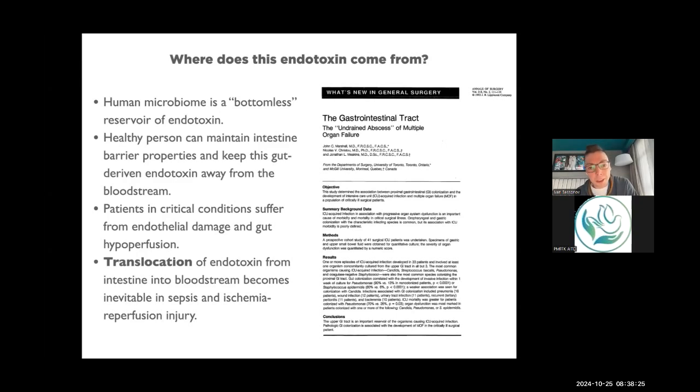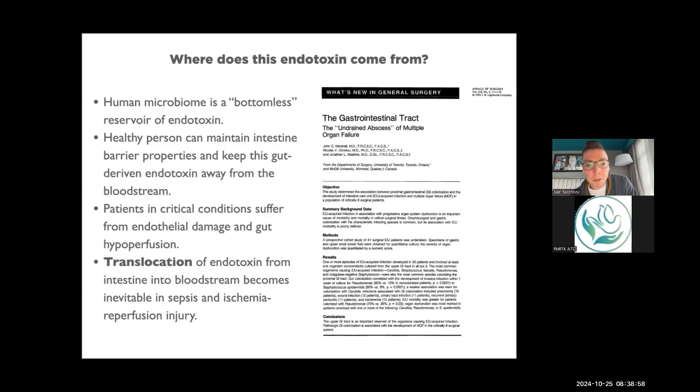An important consideration here: where does the endotoxin come from? The obvious answer is from the infection if we speak about gram-negative sepsis, but this is only a part of the answer, because we as human beings have a bottomless reservoir, and that's why almost 30 years ago our gastrointestinal tract was called the undrained abscess of multiple organ failure.